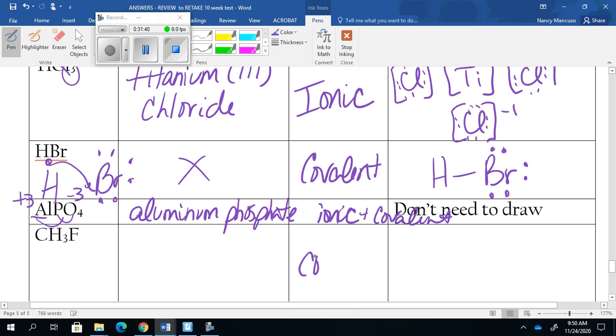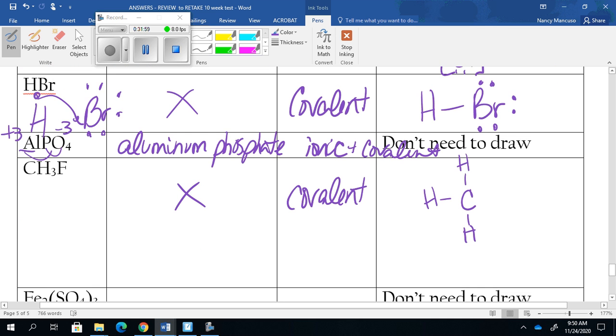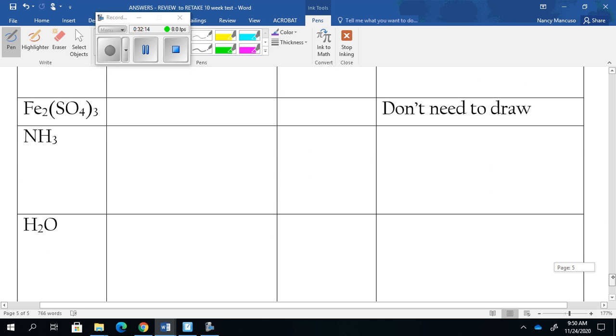CH3F. Okay, that is covalent. I have no metal, which means I don't have to name it, and I have to show the sharing. Well, every time I have carbon, carbon goes in the middle. 3 H's. I put one on 3 sides. It really doesn't matter if you put it on top or bottom or where you put it. And then I need an F. So the F would go here. Now, fluorine had 7 valence electrons, so I need to show the 6 that aren't being shared around it. The 7th one is right here on this line with this bond. All right, next.